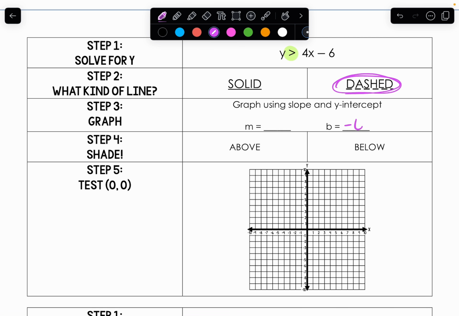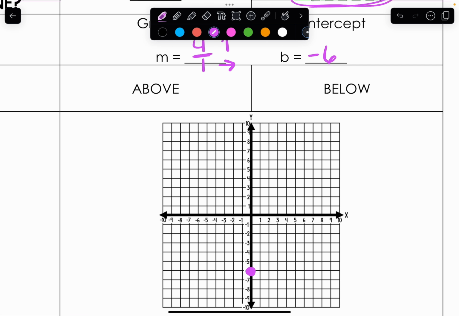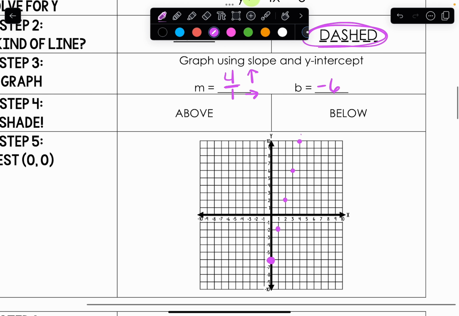Well, our y-intercept is -6, and that is the very first point that you plot. Our slope is 4, but remember we have to use it in its fraction form. So from here, we're going to go up 4, right 1. If I go up 4, right 1 from that -6, I end up at 1, -2, 2, 2, 3, 6, 4, 10.